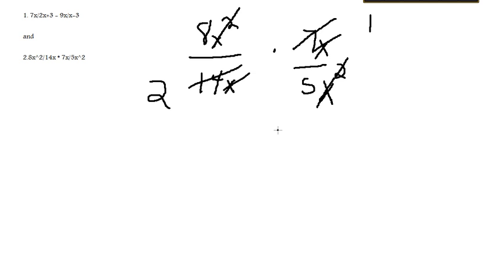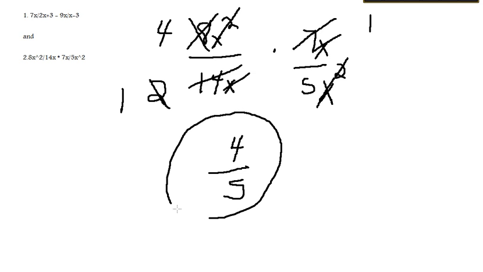Let's see, nothing else. What about this? Sure, why not? 2 goes into 2 once. 2 goes into 8 four times. I missed a whole number. And I believe that's it. So now you're going to have 4 times 1, which is 4, over 1 times 5, which is 5. So your final answer is 4 over 5. That's it. If you have any other questions, let me know.